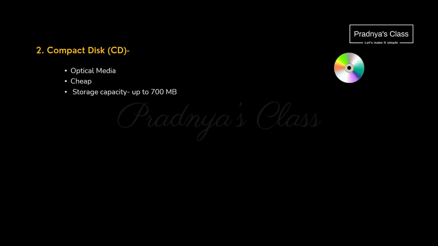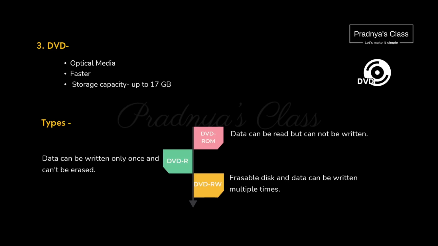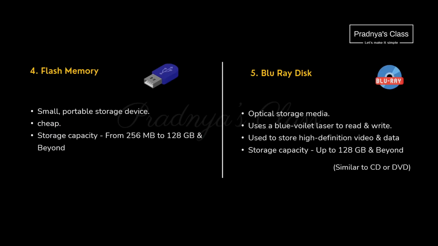Apart from hard disk, some years ago CD was also used for external storage. Then we have DVDs too. They could store more data than CDs. The next option is flash memory. There is one more, Blu-ray disc. So according to your syllabus, these were some of the secondary storage.